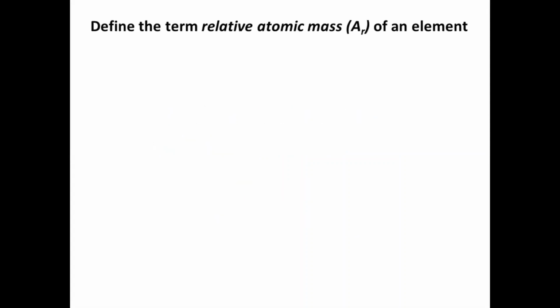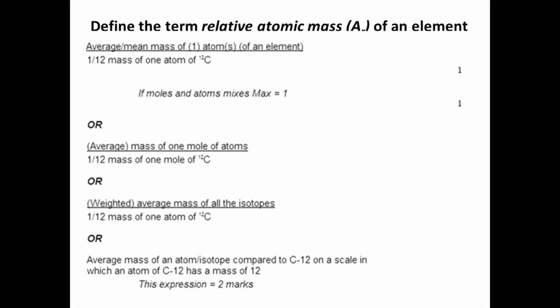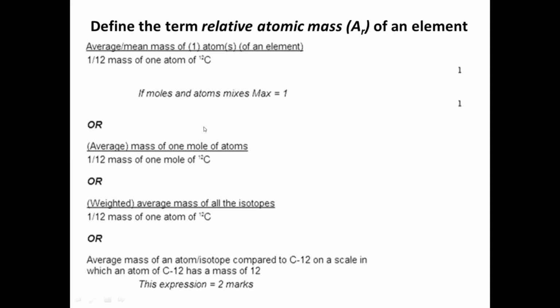So please pause and try to come up with the definition for the term relative atomic mass of an element. So these are the answers based on the exam questions from AQA. This would be the same for GCSE more or less. You can see there are 2 marks, and in each case you need 1 mark for the top line and 1 mark for the bottom line.